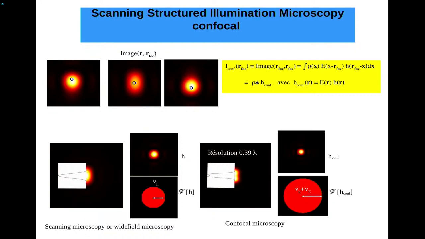It means that this technique gives you the best image, the best super resolved image you can get within this framework. Okay, you have access to the spatial frequencies of the fluorescence density up to nu H plus nu E. And this is the confocal microscope. So the confocal microscope is the best you can get, okay, in structured illumination microscopy.